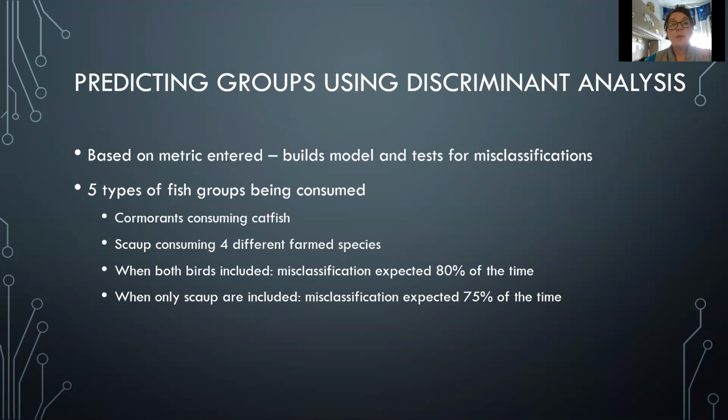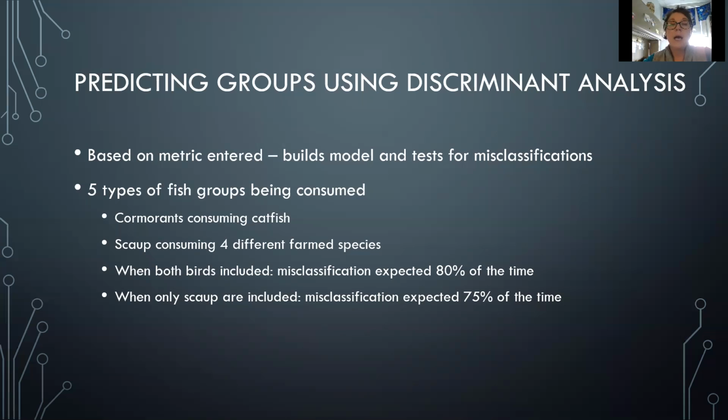So based on this, we know that there were 5 types of fish groups that were being consumed. We said the cormorants were eating catfish, the scaup are eating 4 different types of farmed baitfish. When both birds are included, that's 5. So the null model for this, if we randomly assigned a bird to a pond, we would expect to be right only about 20% of the time. So we'd expect that the null model would misclassify a bird 80% of the time.